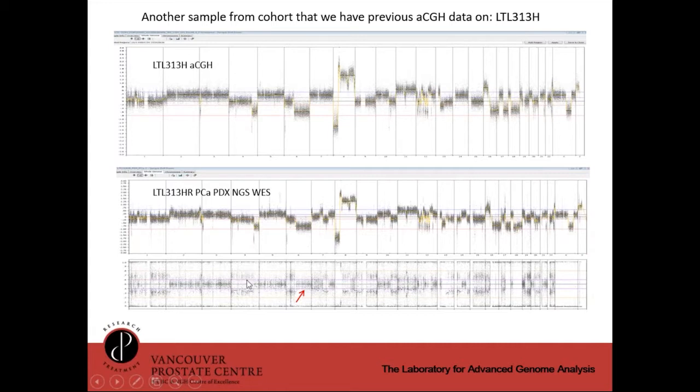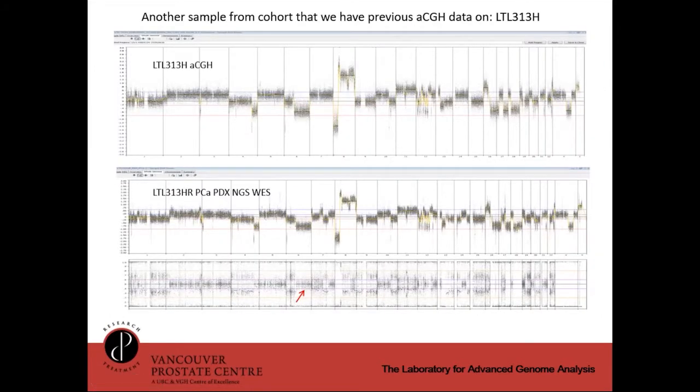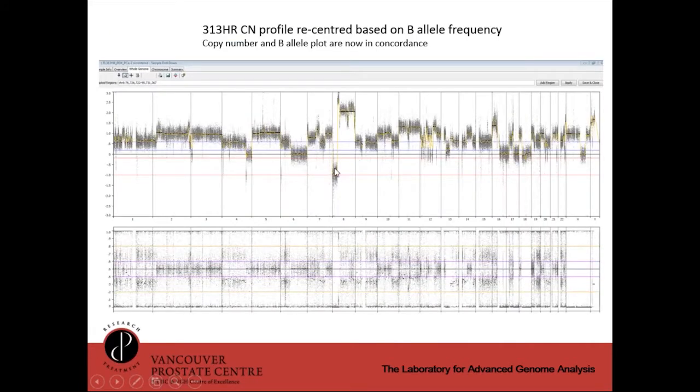Now we have the B allele frequency plot with this new function in Nexus, and if you look at chromosome 6 here, we can see that it doesn't really make sense that it would be heterozygous if we have it called as a single copy loss. It really doesn't seem to make sense. So that was the first sign that we should probably be moving this up. So this is what it looks like if it's been recentered. And here's chromosome 6 now. I'll switch back and forth so you can see. Before, it was down as a single copy loss here, chromosome 6. I'm just going to go back. And now that's been recentered to the diploid line.